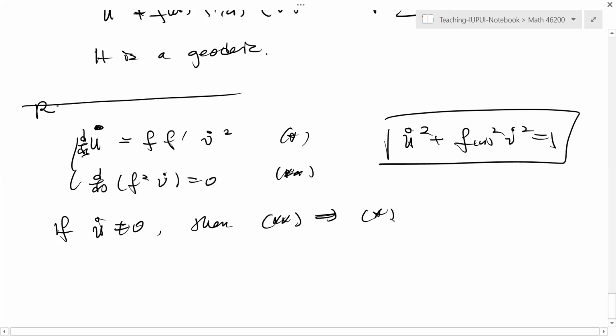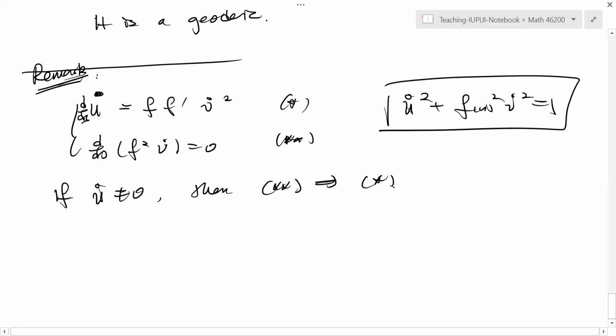Here's a remark. This is just calculus, nothing to do with geometry. u and v are related by this equation, that's unit speed. Then you have two different equations, and you just prove that the second equation implies the first equation. The second equation looks much simpler: just f squared v dot is 0. The geometric meaning of f squared v dot is just the angle times f of u.